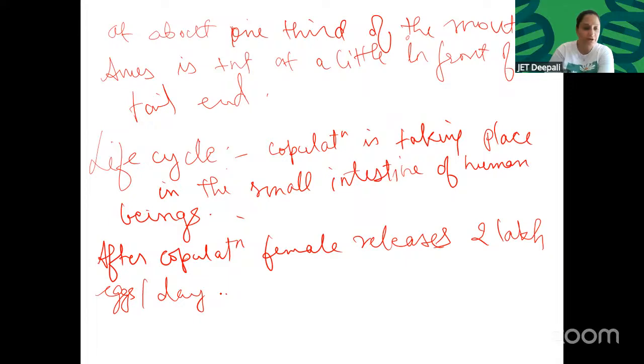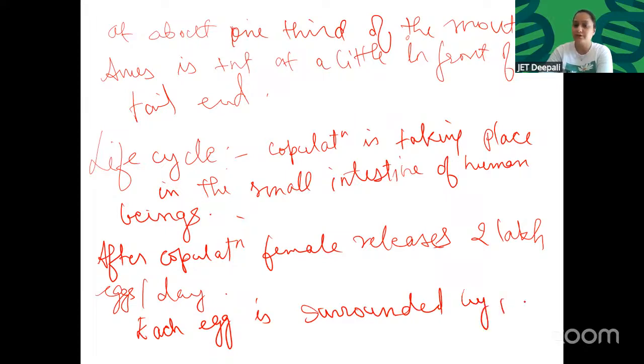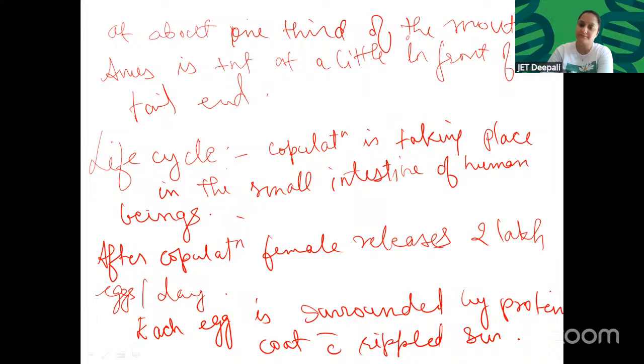Each egg is surrounded by a protein coat with a rippled surface. Clear? Each egg is surrounded by a protein coat with rippled surfaces. Is that clear to you? This part is clear. Now moving to the next part: the eggs of Ascaris are described as mammillated eggs.